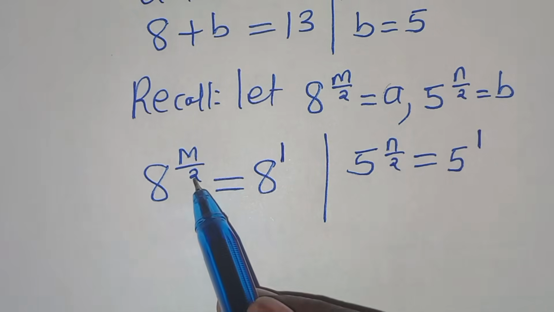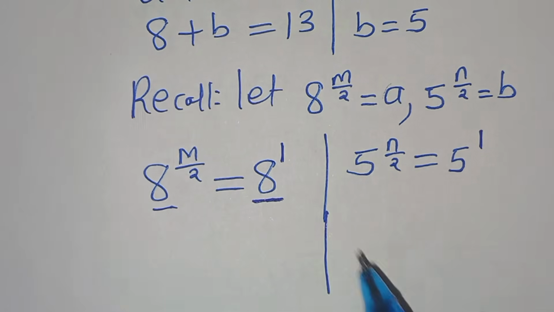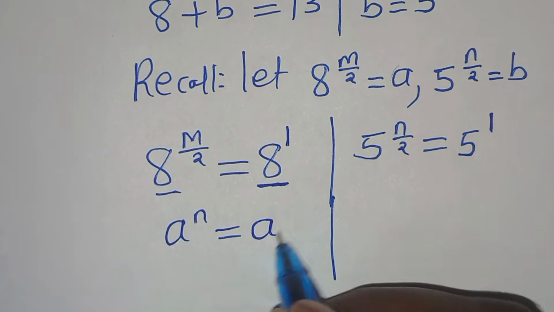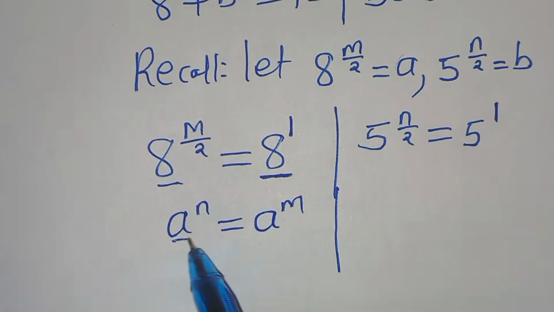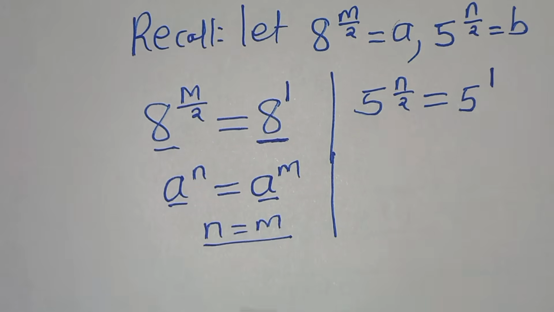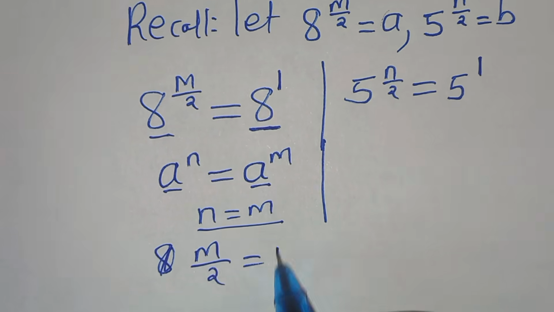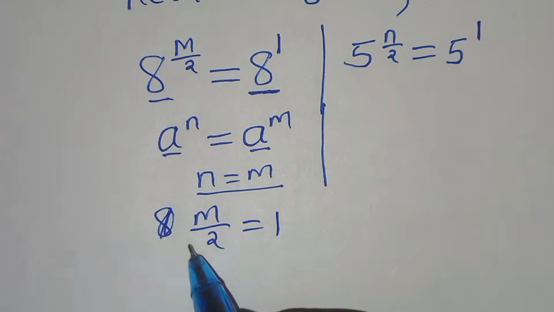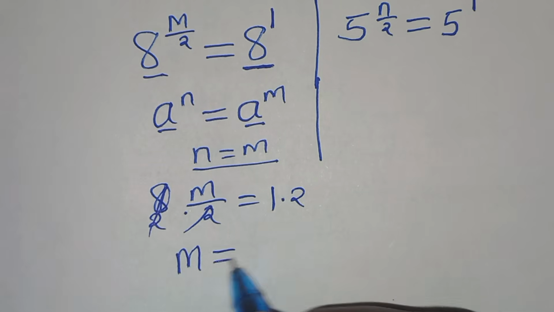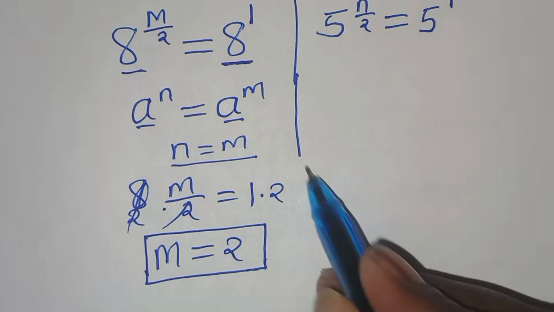Now, to solve for m here, we have that the bases are common, so we can apply the indices identity. That is, a to the power of n is equal to a to the power of m. Since the bases are common, then n is equal to m. So we have that m over 2 is equal to 1. So if you multiply both sides by 2, then we have that m is equal to 2. We have the value of m as 2.